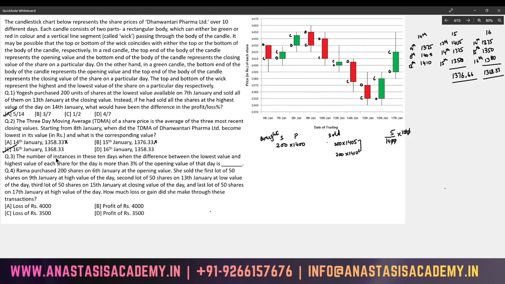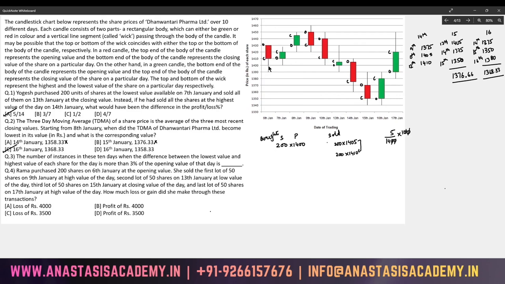Next, the number of instances in these 10 days when the difference between the lowest value and the highest value of each share for the day is more than 3% of the opening value of that day. Now, I have to do it for all 10 days. I have to look at the opening value and 3% of that. It is 1430. So 3% of that will be around 42-ish.